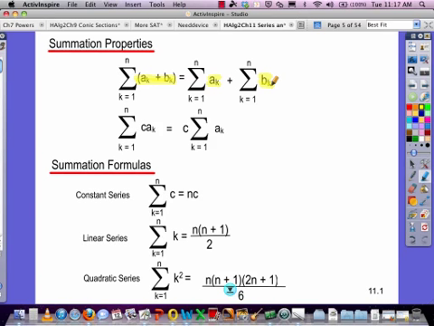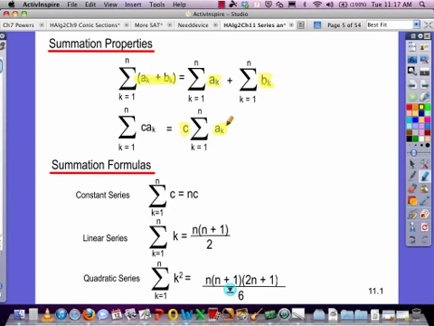Then a shorter way is to take that c, or constant, put it out front, do the summation of that term from k equals 1 to n, and then times it by that c value, and you would get the same result. So those are our examples of summation properties. But we have some formulas.